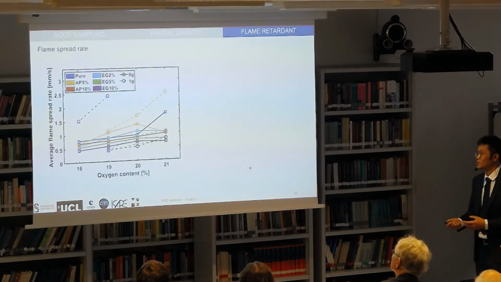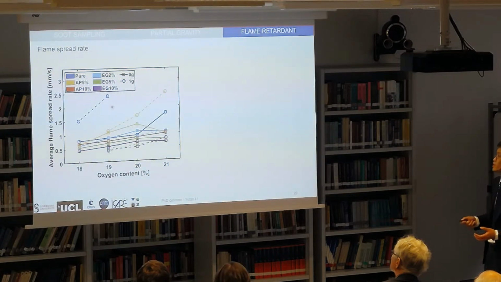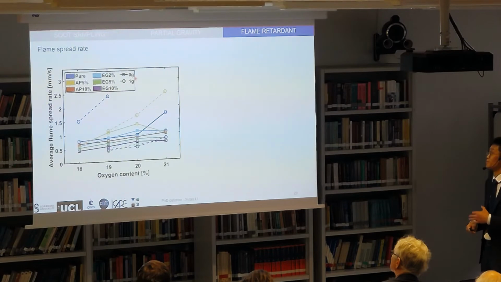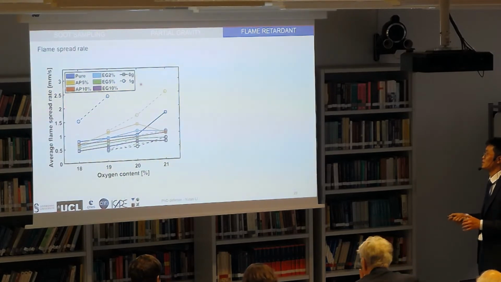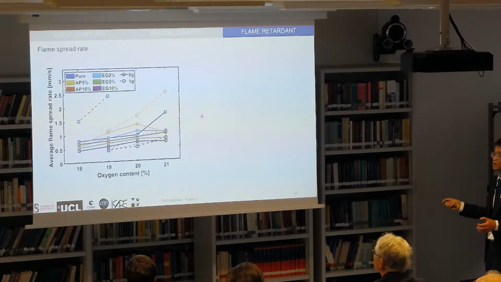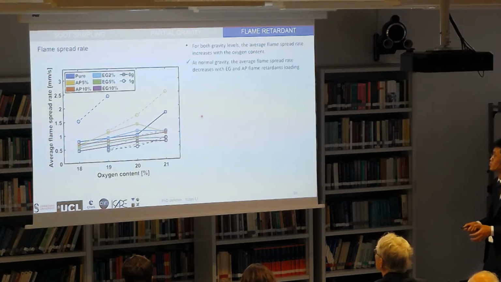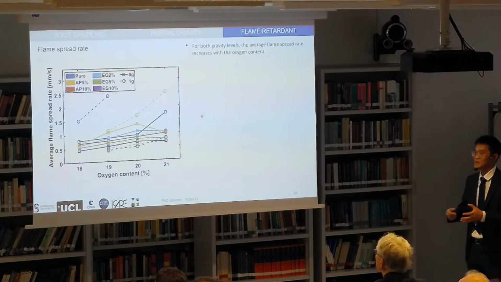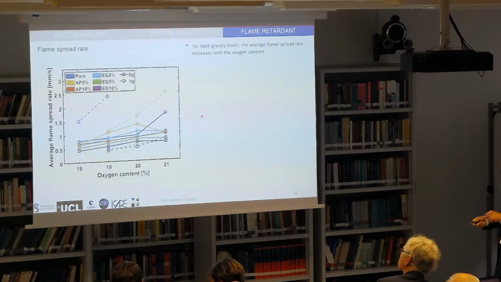Well, for those conditions with flame propagation, their average flame spread rate is plotted as a function of the oxygen content, and different colors represent the different types of the sample. Micro and normal gravity results are represented by the square and the circle marks here. This figure is really dense, but the main information will be shown on the right side of the slide. Firstly, we find that for both gravity levels, the average flame spread rate increases with the oxygen content, as expected, because the increased temperature of the flame enhances the heat transfer to the sample surface.